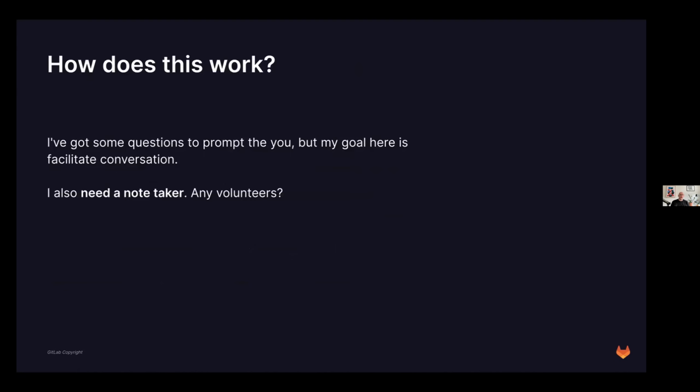So how is this going to work? I've got some questions to prompt you, but my goal here is really just to facilitate a conversation. And I know this is not a difficult thing to find at GitLab, but I do need a note taker because I can't see the doc while I'm doing this. So, maybe that'll be crowdsourced or something, but if someone wants to take point on it, I would appreciate it.